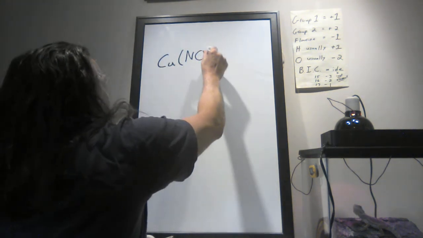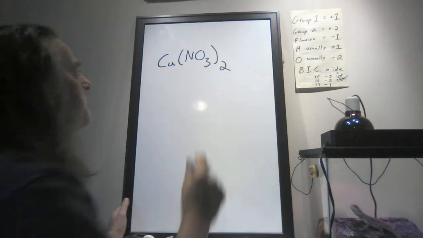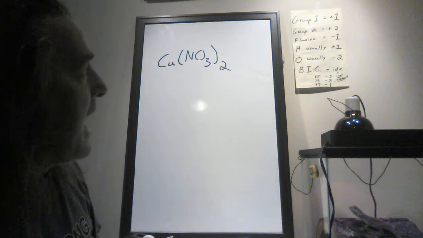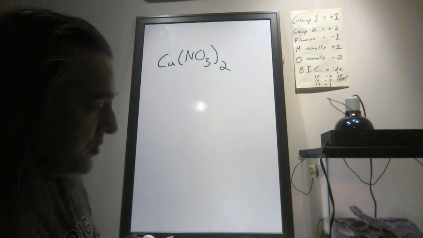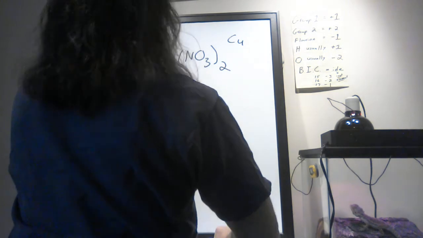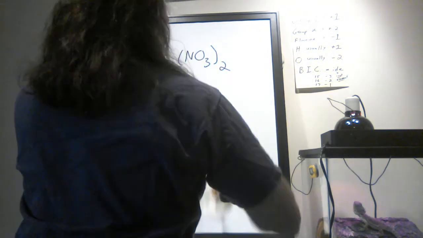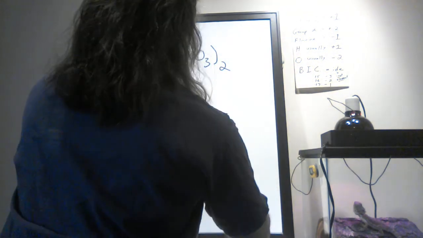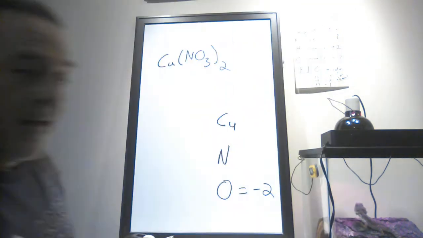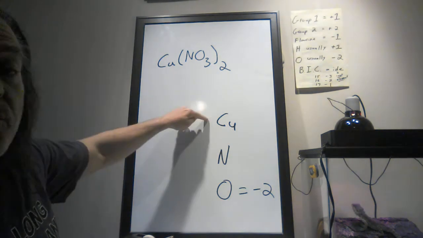Okay, this last one, Cu(NO3)2. Now, you only have one active rule here, right? We're going to solve for Cu. I'm just going to write down what we're solving for down here: Cu, N, and O. The only one that I have a rule for is oxygen. Okay, that's it. I do not have a rule for copper.